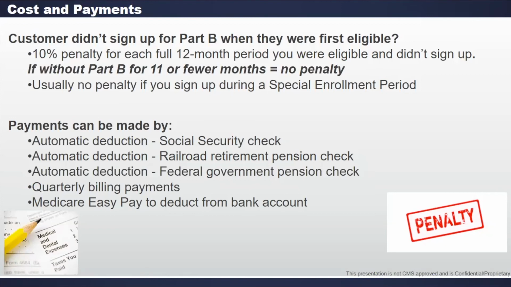You can have that automatically deducted from your Social Security or from your Railroad Retirement Board pension check or even your federal government pension check. If you want to pay it yourself, you've got two choices. Quarterly billing statements, where they'll mail you the bill and you write a check, or you can sign up for Easy Pay, where they'll simply deduct it from your bank account. Okay.